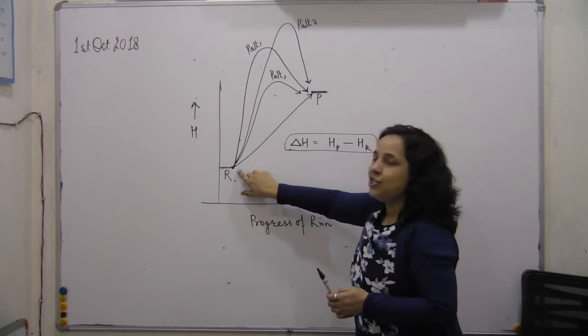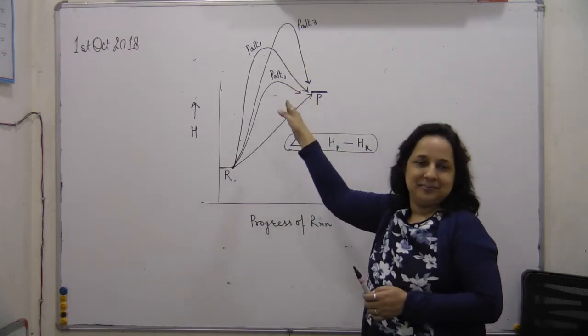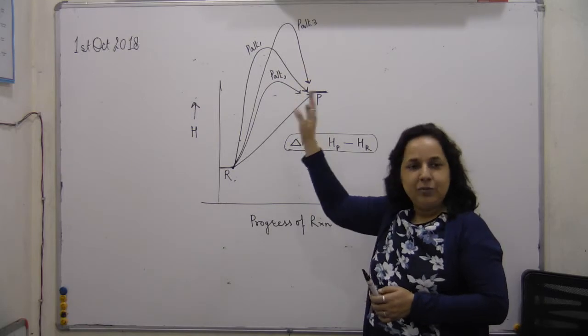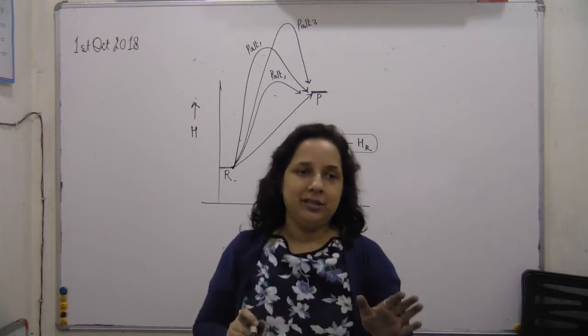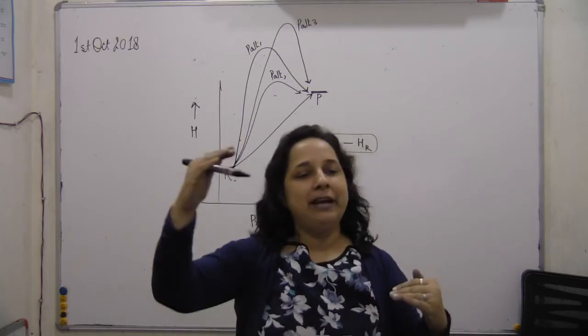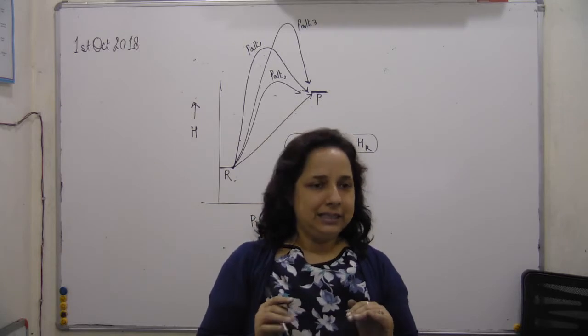We are always concerned with initial and final. We are not concerned with the path. Thermodynamics is a routine science, and when we say it is a routine science of energy, it is always related to initial and final. It's not related to the path followed. Clear? Got it?